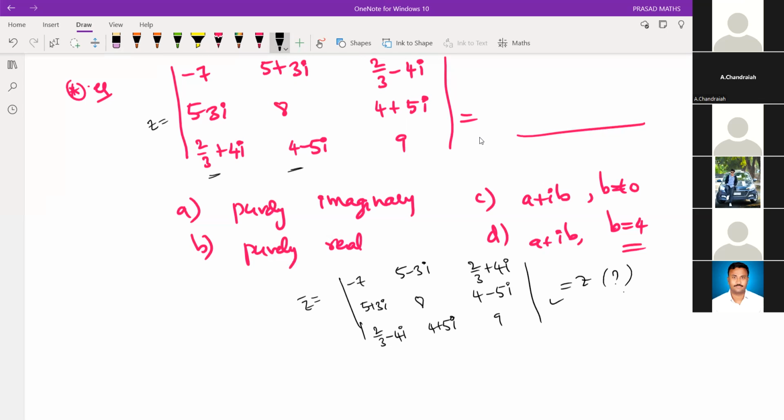We cannot say it is purely real. Is it clear? So is it Z? No. Therefore, Z bar cannot be Z. Therefore, is it purely real? If Z is equal to Z bar, it is real. Okay, sir. If Z bar is equal to minus Z, it is purely imaginary.